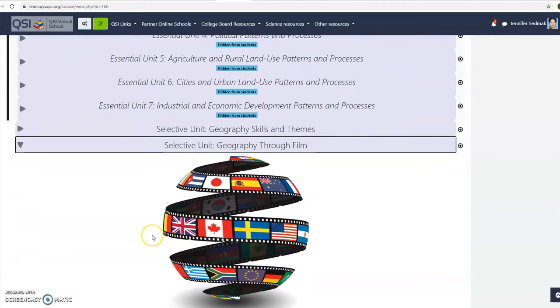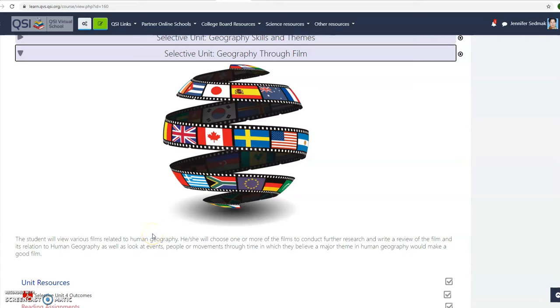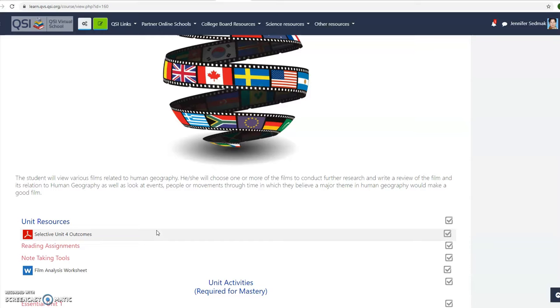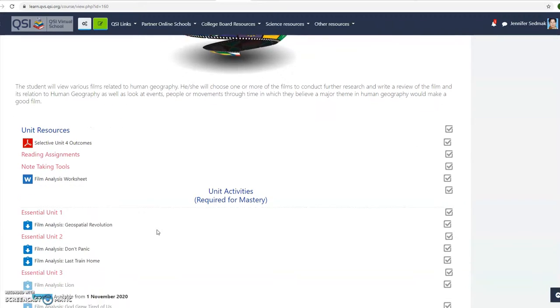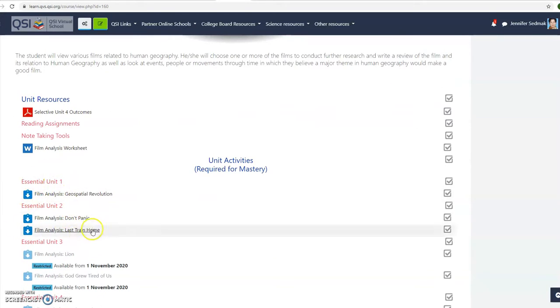You've already been here because you watched a documentary in the first unit called The Geospatial Revolution. And I am going to have you watch another documentary for Essential Unit 2. So this one is done, and this is Essential Unit 2 films that will be the focus. Now, for week 2, I do not want you to watch both of these films. I only want you to watch the first one that is called Don't Panic. For the film, you will need the film analysis worksheet. It's the exact same worksheet that you did for Geospatial Revolution. So you already know what you need to do.